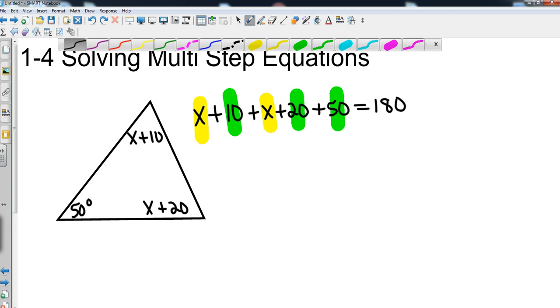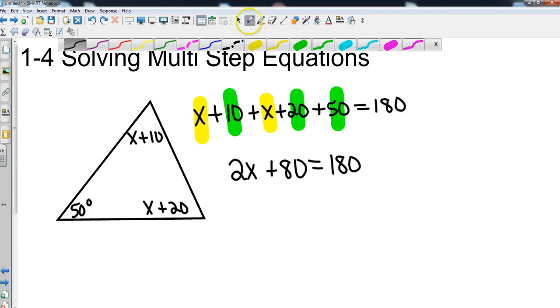1x plus 1x is going to give me 2x. And then 10 plus 20 is 30. 30 plus 50 is 80. So my equation is 2x plus 80 equals 180. So now I know I have to get rid of two things around the x, the 80 and the 2. That's what makes it multi-step.